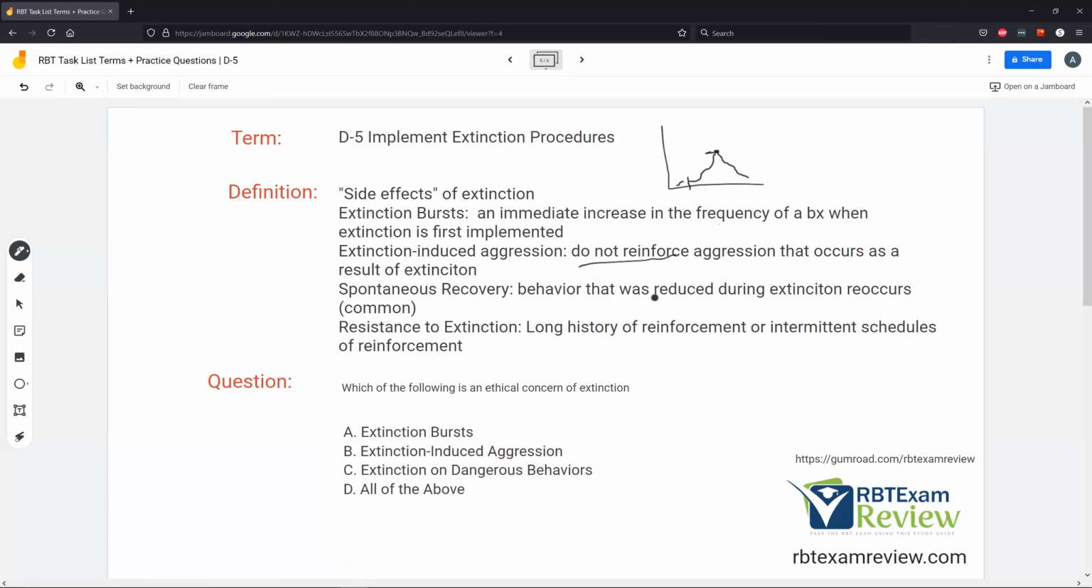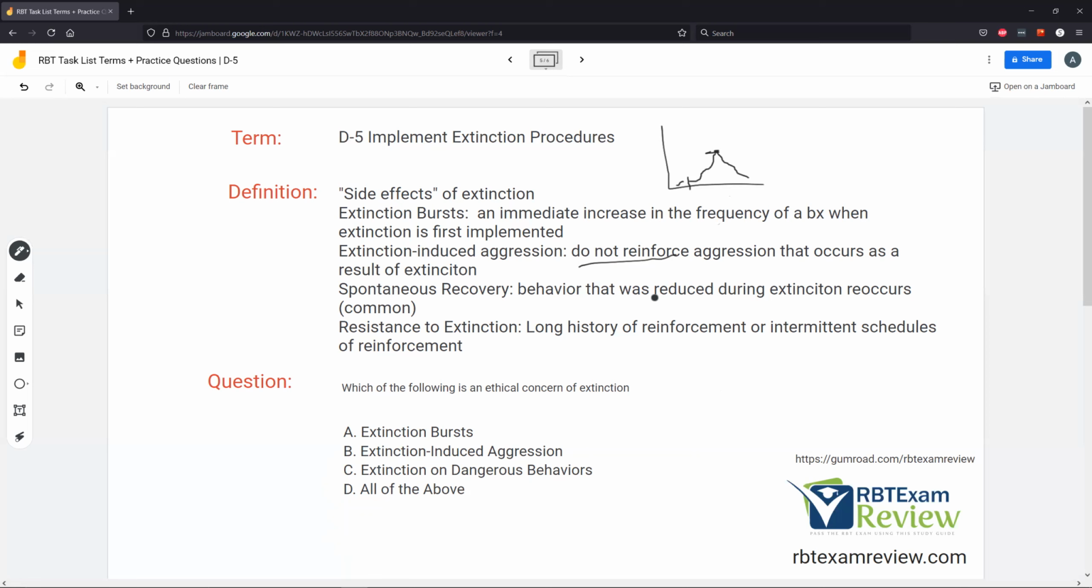Spontaneous recovery is when behavior that was reduced during extinction reoccurs. This is common, and it freaks people out because we'll put a behavior on extinction, we'll reduce it, and then two months later it'll show up again, and everyone will freak out and say, "Oh my God, we had eliminated this behavior or reduced it, and now it's back." Totally normal. All you need to do is continue the procedure that originally put that behavior on extinction and originally reduced it. Again, plan for it, expect it.